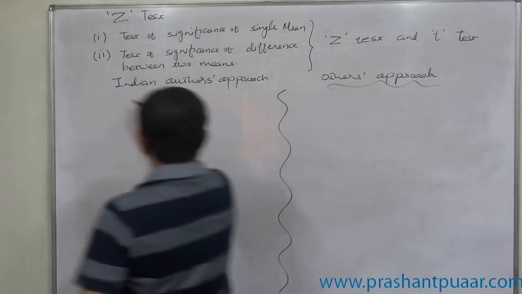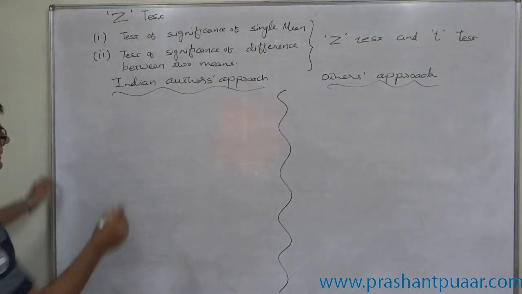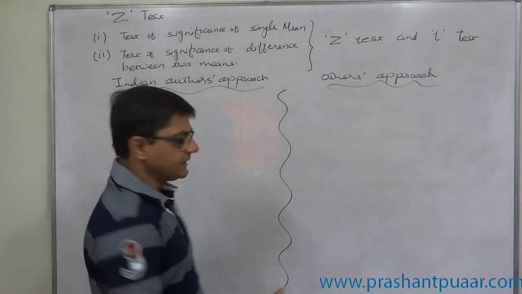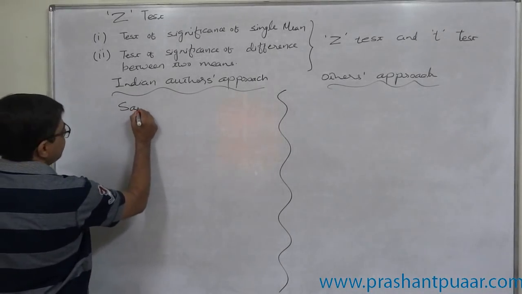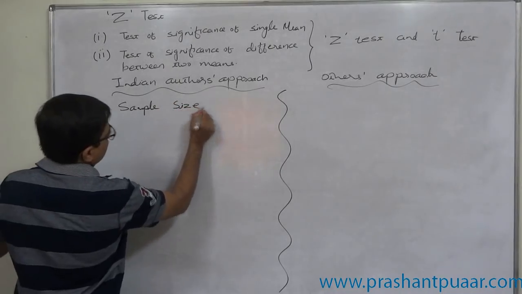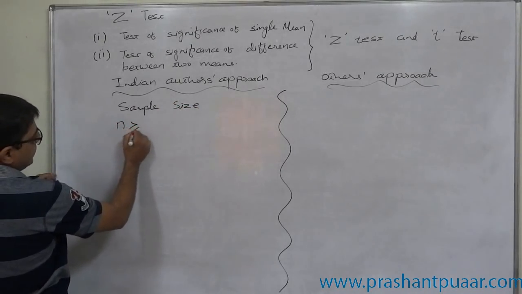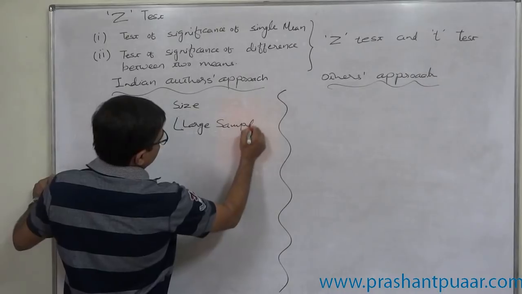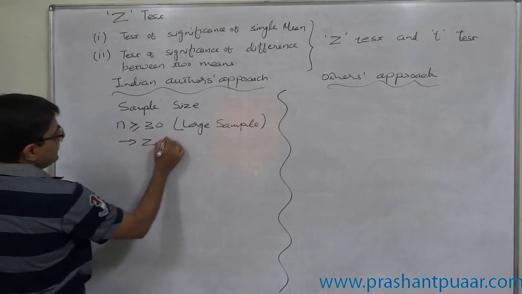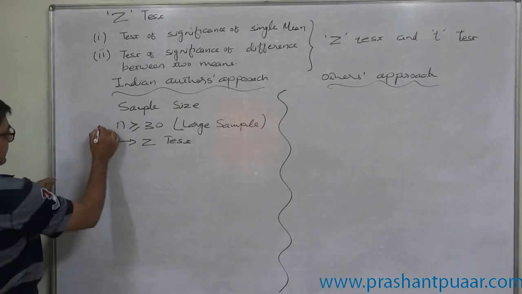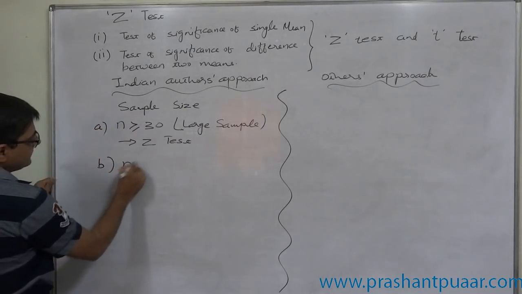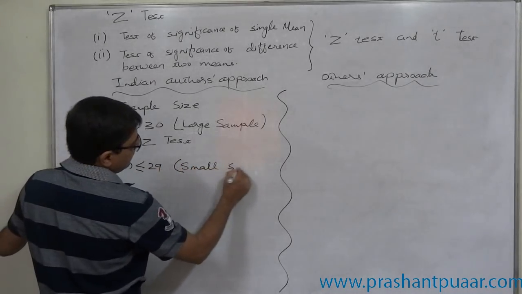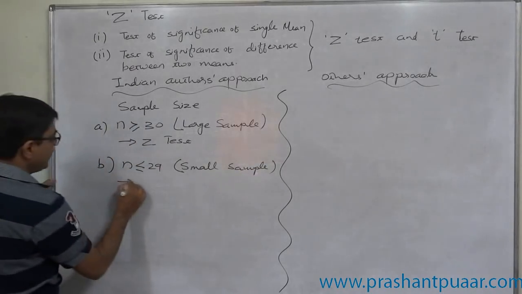Now, what is the difference between these 2 approaches? The main difference is that the approach taken by the Indian authors is to give emphasis on sample size. If sample size is greater than or equal to 30, that is called large sample, and we should use Z-test. That means if sample size is less than or equal to 29, that is called small sample, and we have to use T-test.